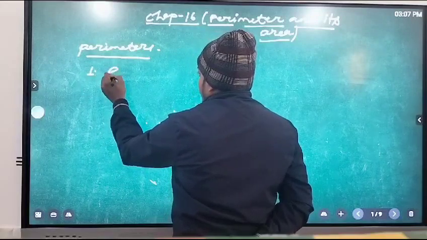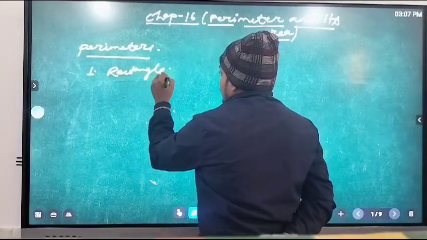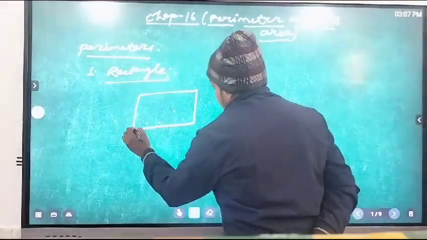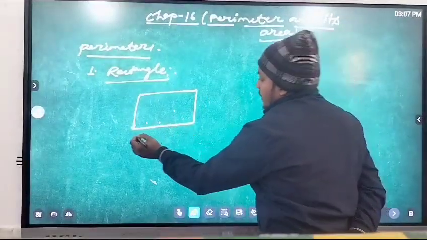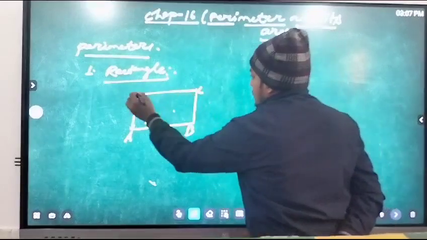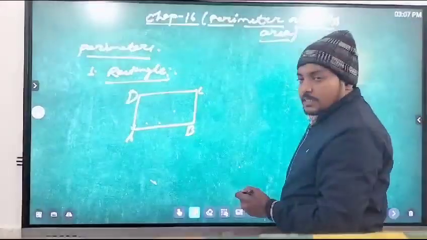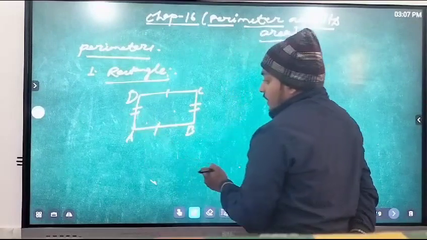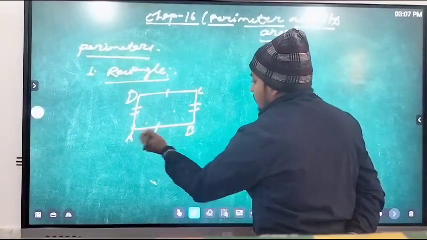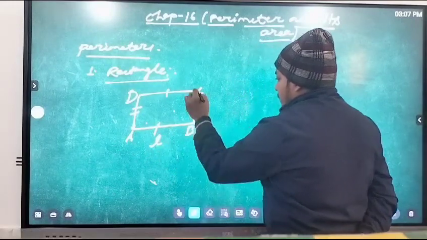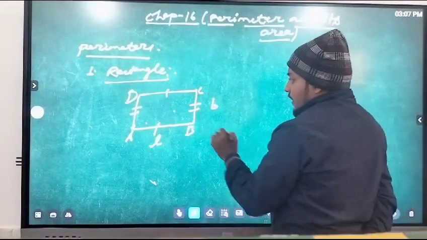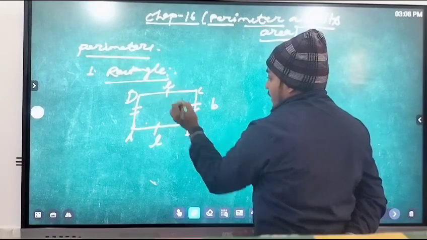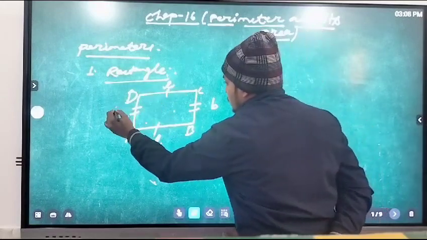Let's take a rectangle. As we know, the figure of a rectangle has four vertices and four sides in which opposite sides are parallel and equal. If we take the length of AB equal to L and BC equal to B, then since AB is equal to CD, the measure of CD is also L and the measure of AD is also B.